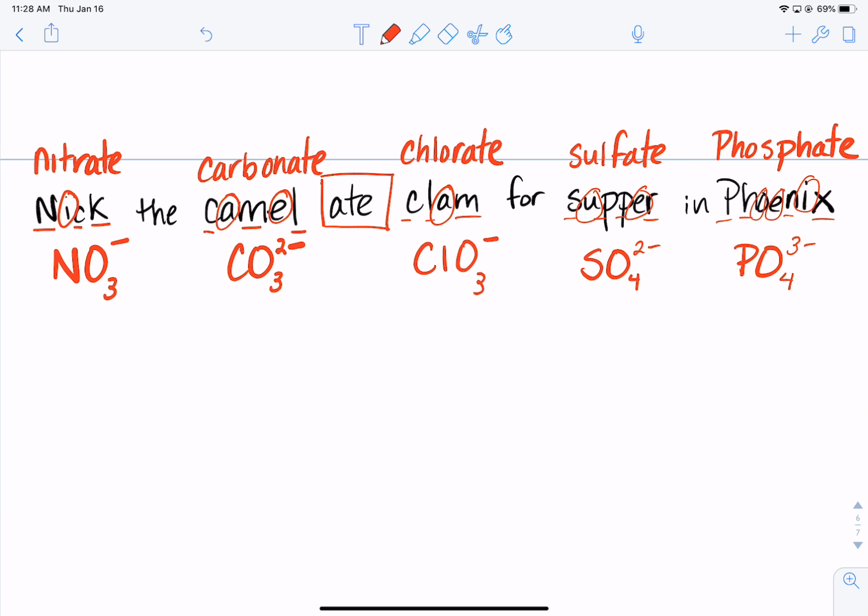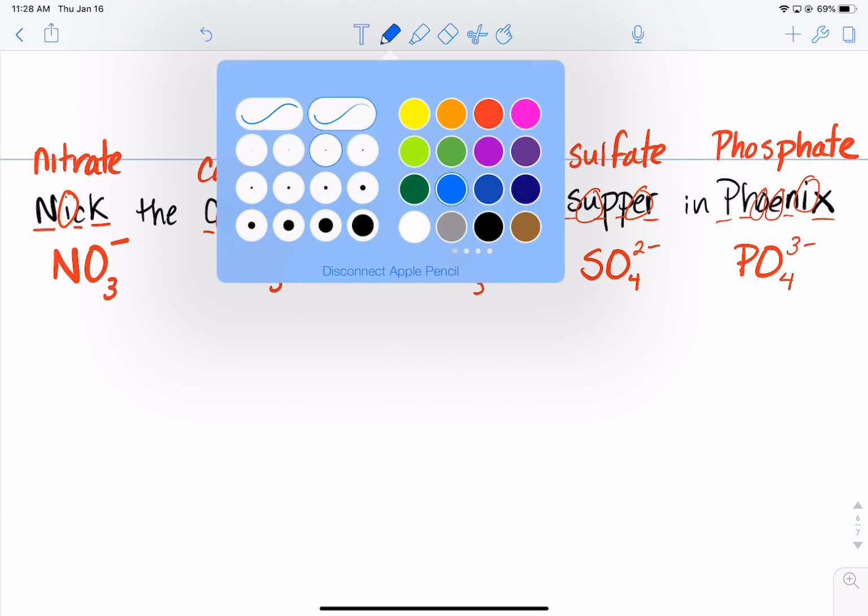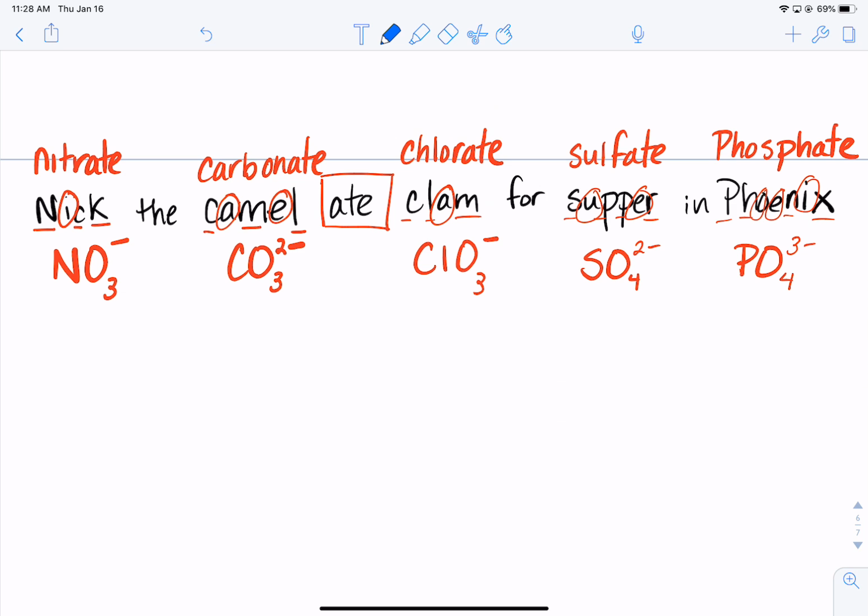So, I'll write in blue because they're so loud in the hallway. So here, nitrite is just one less oxygen. Notice the charge is the same. Carbonite, I don't even think that's one. Is carbonite even on there? No, but look, here it is.